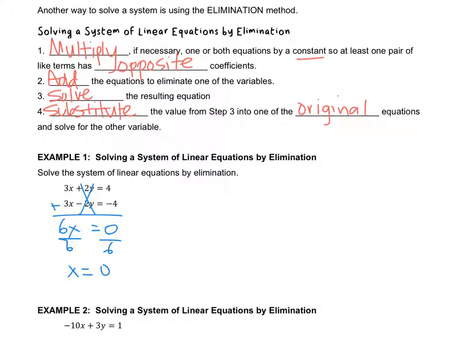Now remember, that's only half the answer. So I only know the x value of the intersection point. I still have to get, oops, sorry, that was a 6. I still have to get the y value. So what I do is I take this 0, and I pick one of my original equations, whichever one looks easier. I'll take the first one because it has positive numbers, and anywhere you see an x, you put a 0.